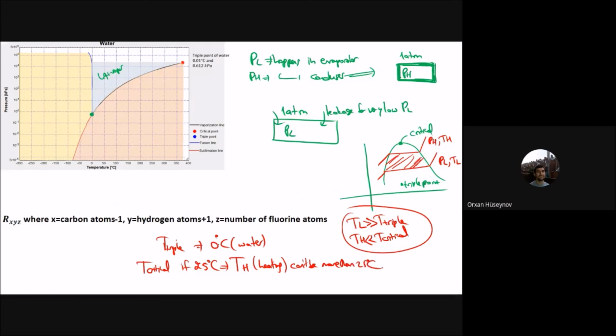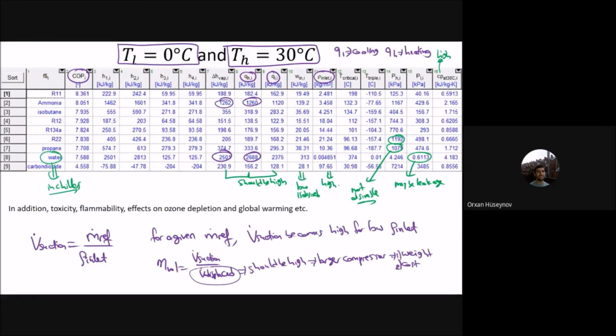Okay, so you have two extreme values. The triple point should be as low as possible, and this one should be as high as possible. High is desirable here, and for the triple point, low is desirable. For water, you can see that this is not good. 0.025, 0.01. For water, it is okay, but for other refrigerants, for example carbon dioxide, it is not good.